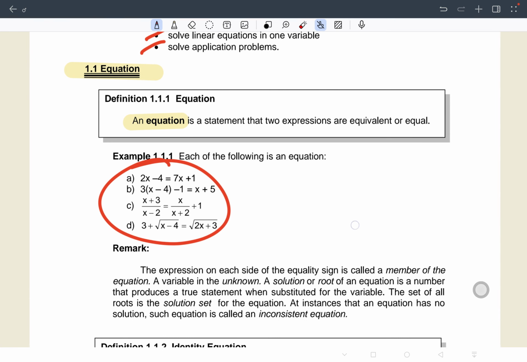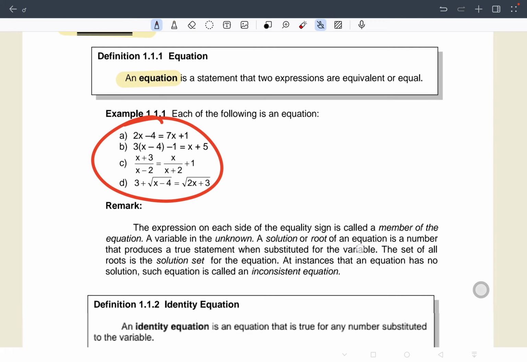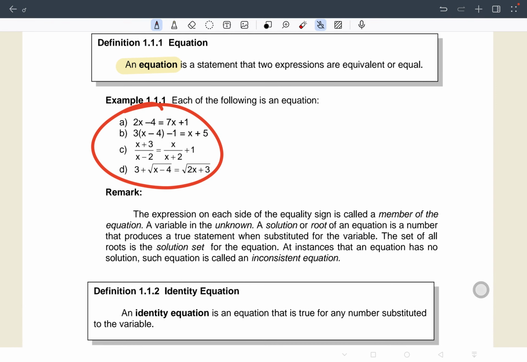So the expression on each side of the equality sign or the equal sign is called a member of the equation. So ito, pwede nating sabihin na, like for example, itong 2x minus 4, this is the left member or the left side. And yung 7x plus 1, ito is the right member or right side of the equation.